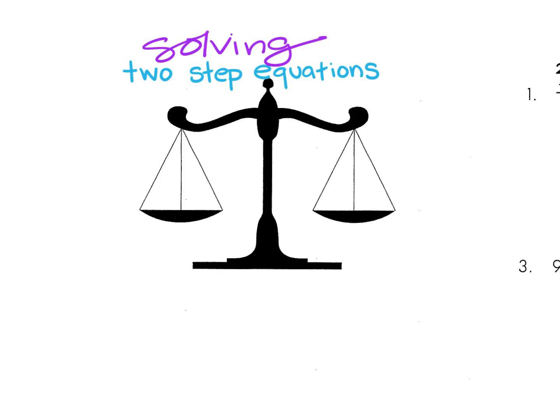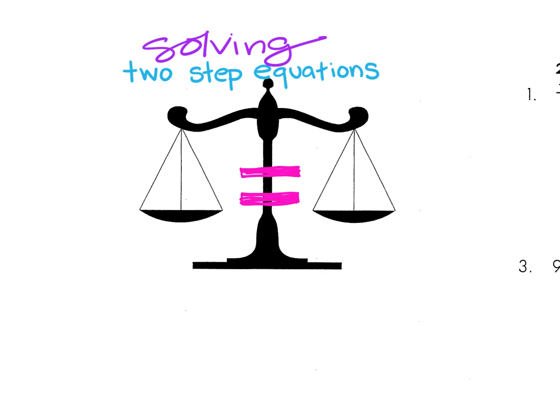This lesson is on solving two-step equations. Again, with equations, I like to think about this balance scale. So if you go ahead and draw a great big equal sign to represent that both of these pans, or both sides of the equation in algebra, are equivalent to each other.